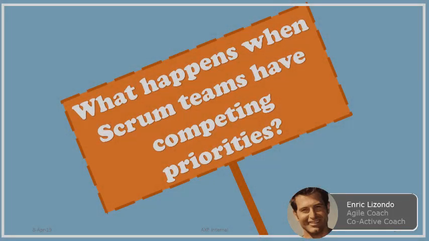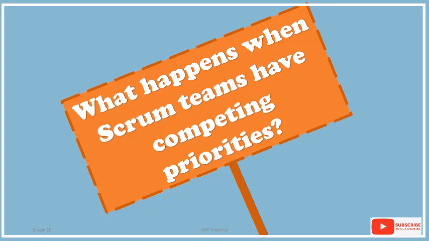And in this video, I want to talk about prioritizing a backlog of features for a bunch of Scrum teams. So what happens when you actually have a list of priorities and those priorities are competing priorities within the Scrum teams? So let's look at this scenario.